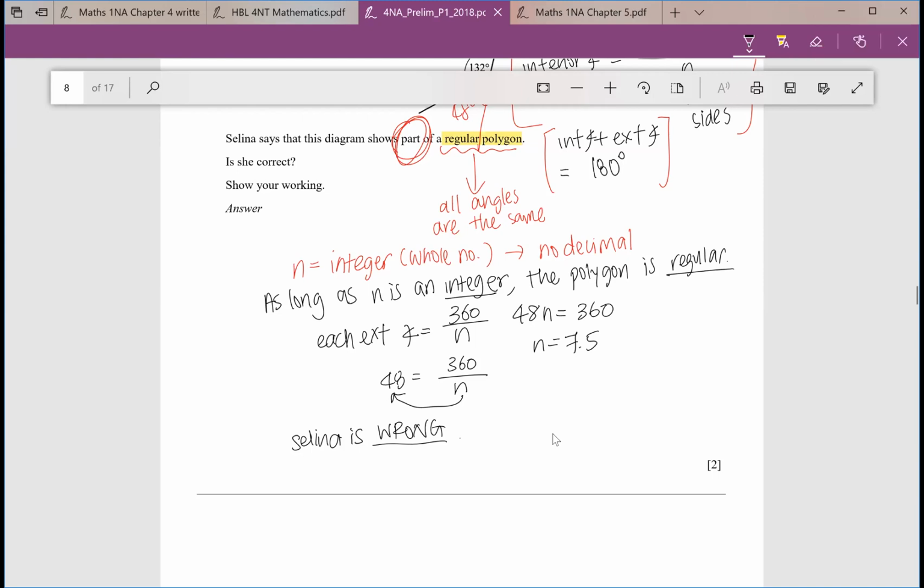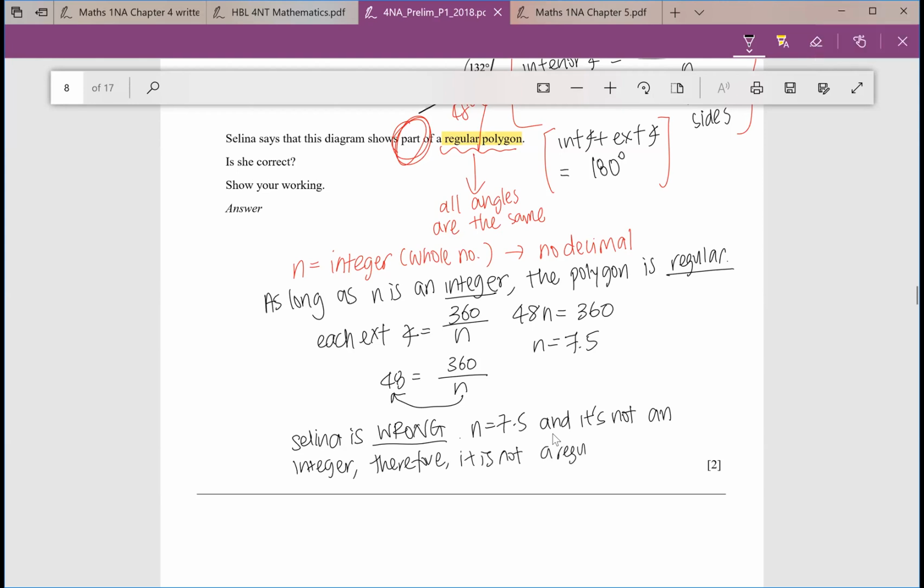Okay, so Selena is wrong because n is equals to 7.5 and not an integer. Therefore, it is not a regular polygon.